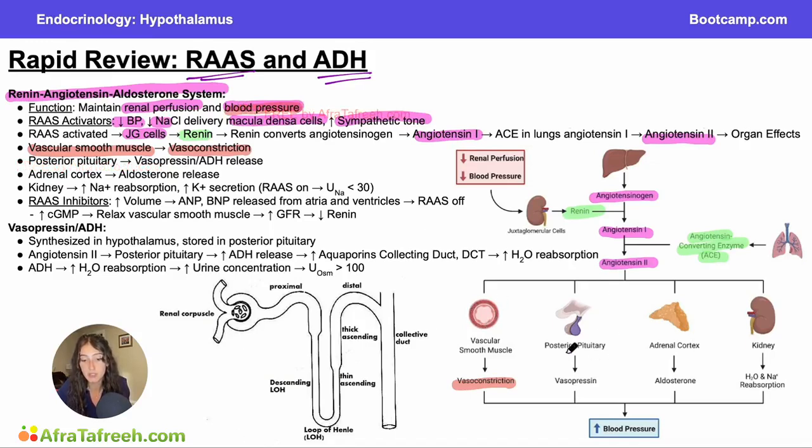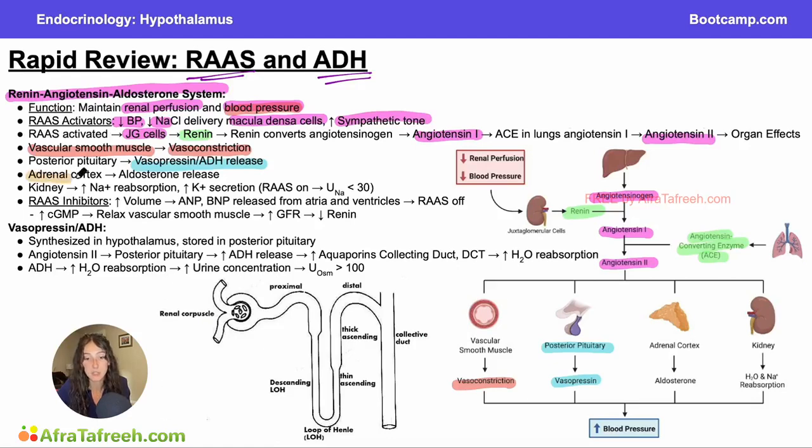Similarly, when we go to the posterior pituitary, angiotensin 2 is going to tell our posterior pituitary to release vasopressin. Vasopressin, like we'll talk about in a little bit, is going to be responsible for pulling more water out of the urine and into the bloodstream. When we pull more water into the bloodstream, we're actually increasing the volume of our blood, and that is going to increase blood pressure as well.